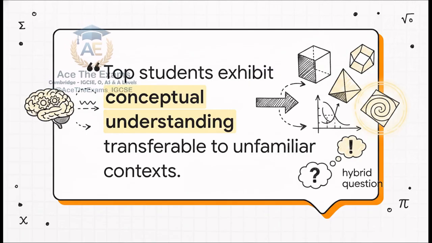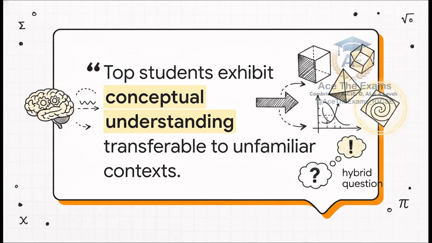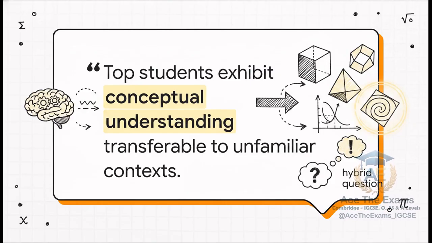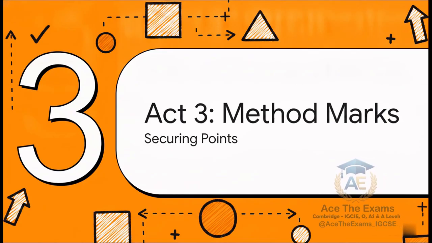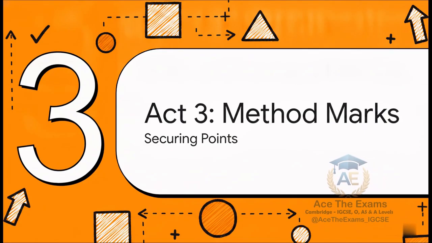When Cambridge throws a weird, hybrid question at you, maybe they combine factorial notation with binomial expansions or perhaps complex probabilities, they aren't just testing your memory. They are actively testing your ability to transfer what you know into a completely alien scenario. That flexibility, that adaptability, is exactly what earns the A-star. Which brings us nicely to Act 3, the method mark strategy. So we know the math, but how do we actually demonstrate this connected understanding on paper to guarantee points?